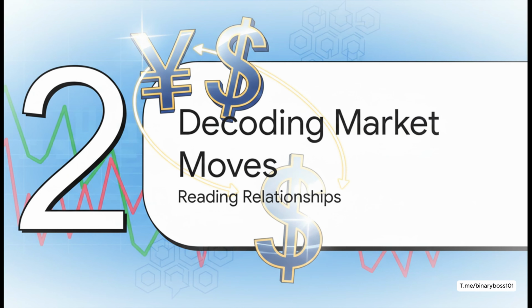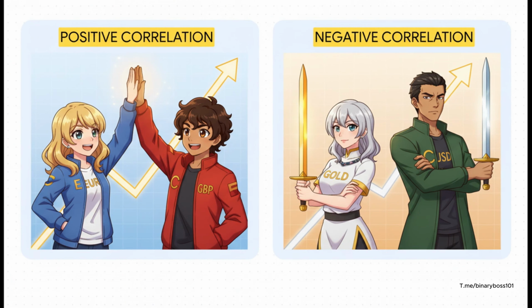Well, it pretty much boils down to two main patterns you need to know about. All right, first up, you've got positive correlation. This is when two assets basically move like they're on the same team. A classic example is the euro/US dollar and the British pound/US dollar. A lot of the time, they'll rise and fall together.